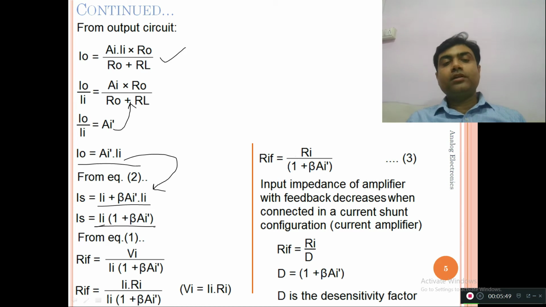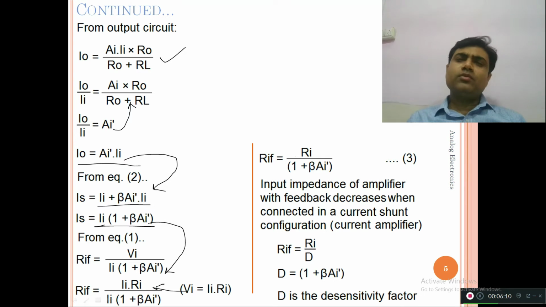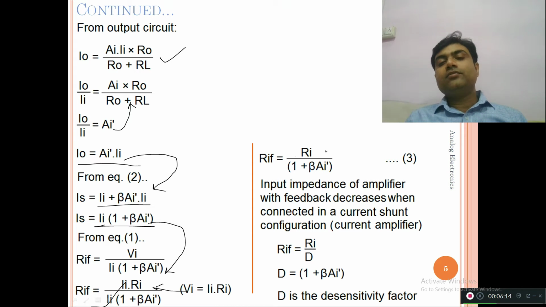From equation number 1, as we have written, RIF is nothing but VI upon IS. So here IS is replaced in equation number 1. And what does it mean? It means that now we can calculate the value of RIF by putting the value of VI in this equation. II into RI gives me the value of VI, and when we cancel out II I will get this value.